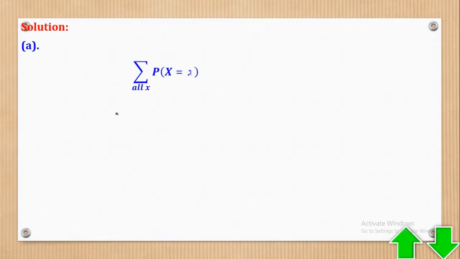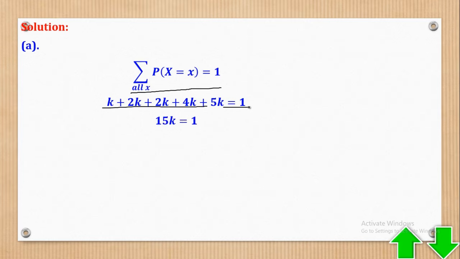So we shall come here and say that whenever they want an unknown constant, you should remember that total probability is equal to 1. So we are going to add up all those probabilities and equate them to 1. Then we make k the subject. So this is the value of k they wanted.